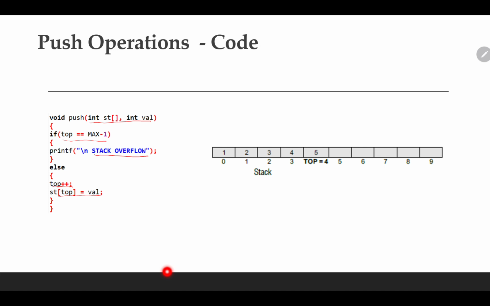So we will see here the same diagram that we saw in the previous slide. First we are checking the condition. Top value is 4 and max minus 1 is 9. So this condition is false. So it will increment the value of top. Now top is equal to 5. Now this is the top position, and it will assign the value 6 here. Okay, so this is about the push.